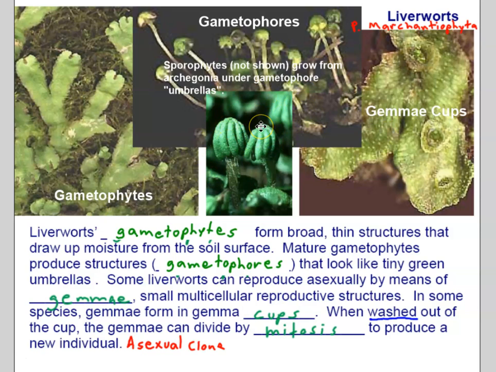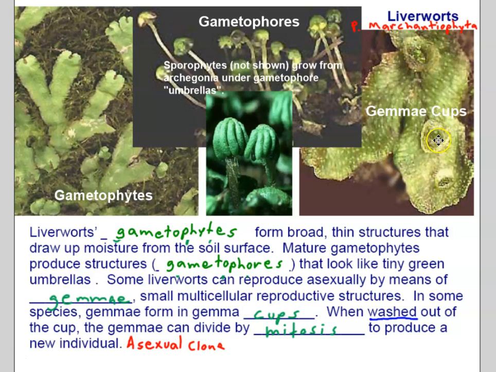But they do reproduce like mosses in the same way. The sporophyte grows from the female gametophyte and is supported by the female gametophyte, just like we saw on the previous slide. They also reproduce asexually using a form of fragmentation called gemmae.